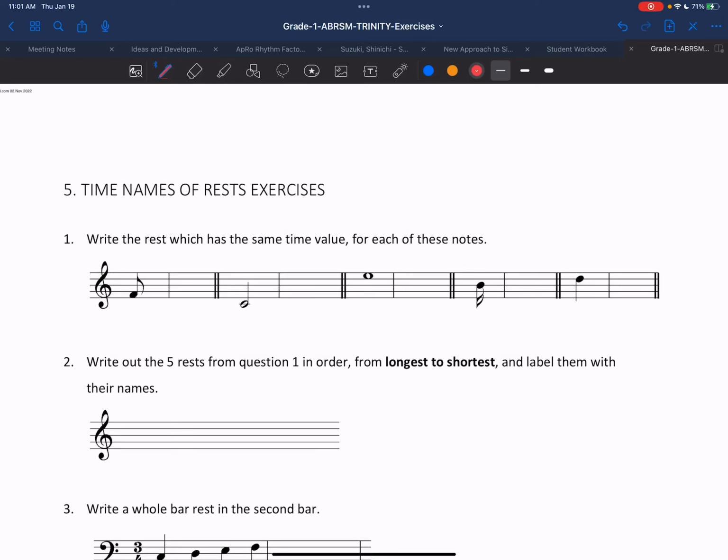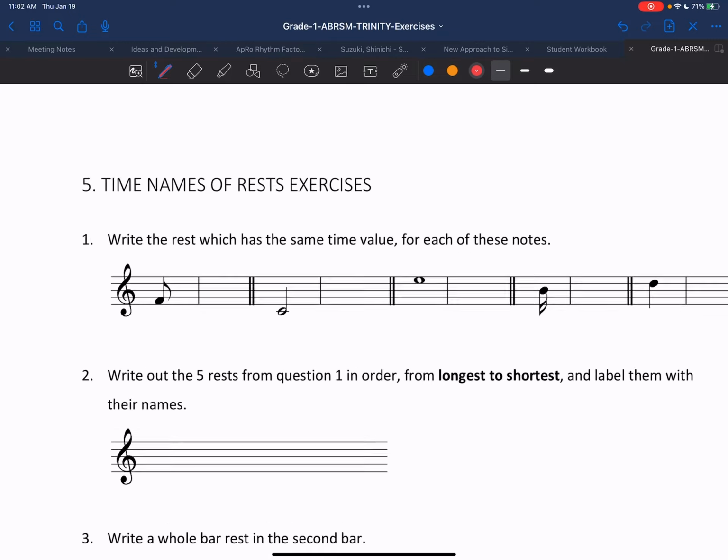All right, these are the answers for exercise 5 from Grade 1 music theory. It says, write the rest which has the same time value for each of these notes. The page that you see has the UK terms, so we're going to use the USA terms.